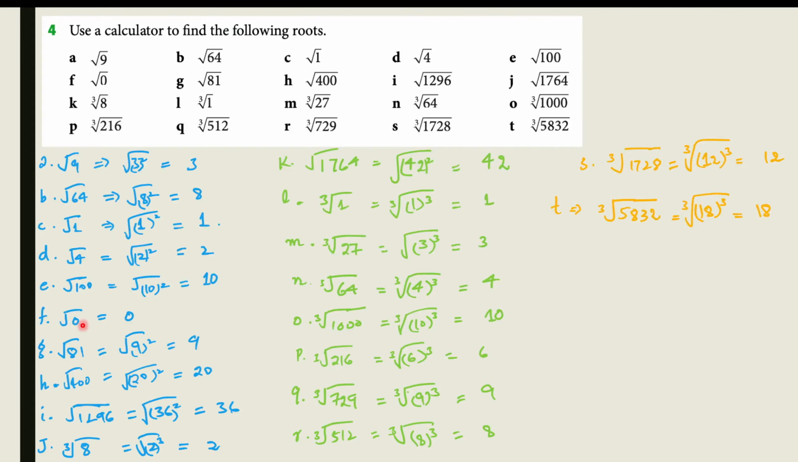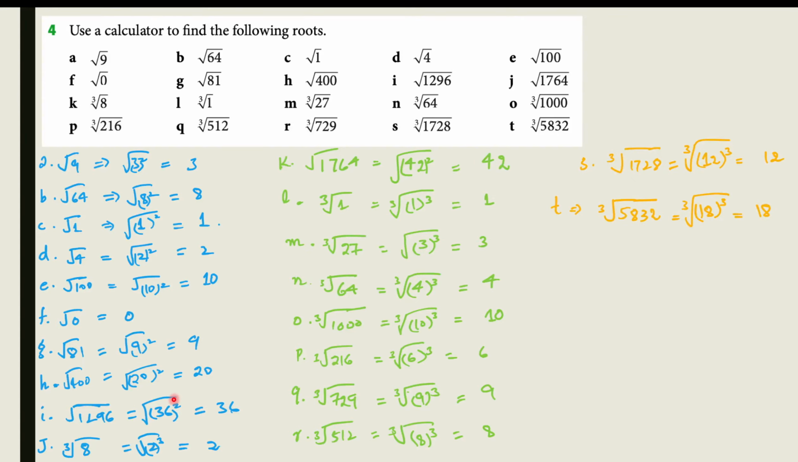The same is the case with the square root of 81, the square root of 400, and the square root of 1296. In all of them we take the square, so the square root of 1296 is 36 multiplied by 36. The square root of 400 is 20 multiplied by 20. The square root of 81 is 9 multiplied by 9.